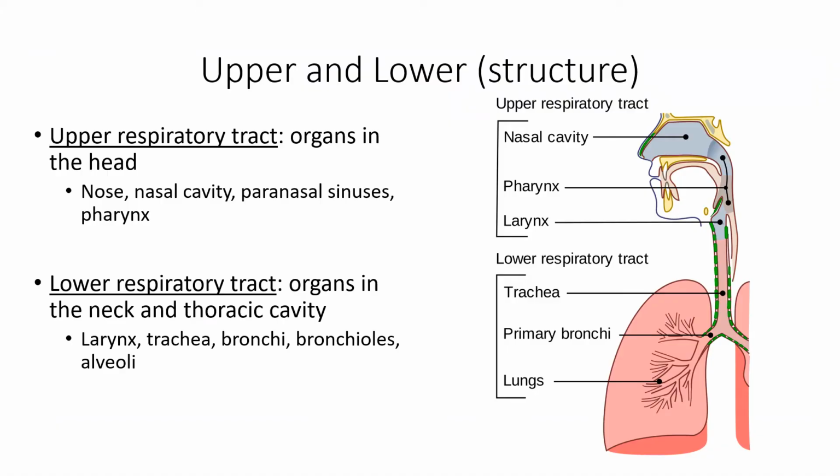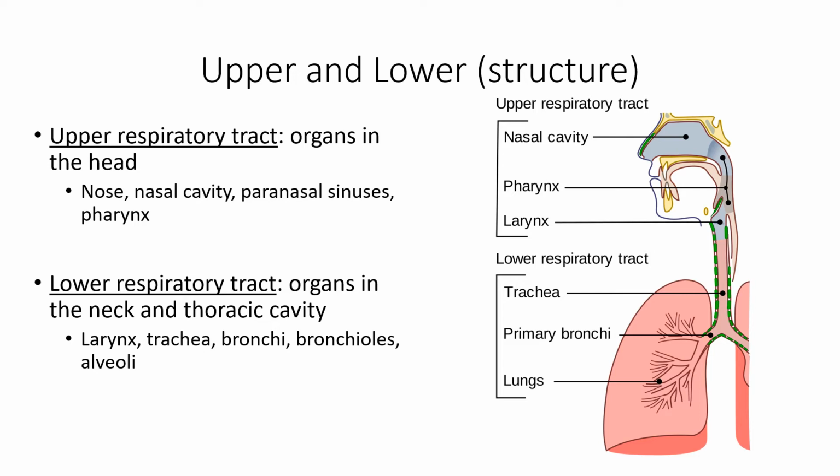Your respiratory system is separated into two parts based on structure, that being the upper and lower respiratory tracts. The upper is going to include the organs in your head, which are your nose, nasal cavity, paranasal sinuses, and the pharynx. Occasionally, the upper respiratory tract also includes the larynx. It just sort of depends on where you're looking. In this instance, go with what I wrote and not what's in the picture.